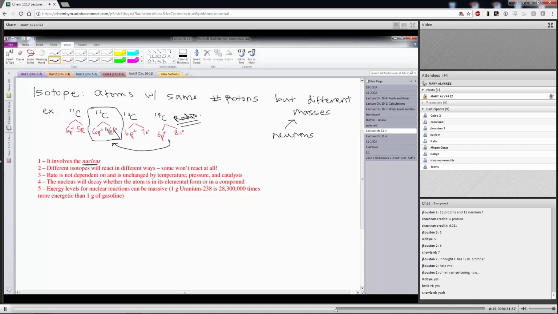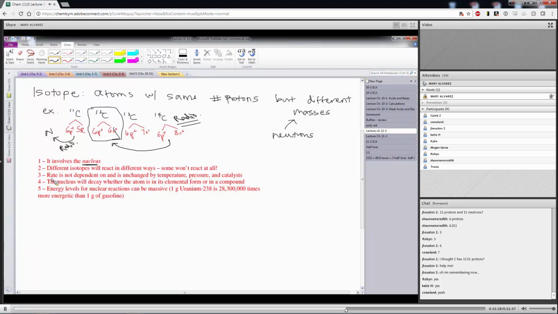Whereas carbon-13 is stable, carbon-11 will also decay, and it'll decay to form, I think, nitrogen. So it's also radioactive, and that just has to do with the ratio of protons to neutrons that I have in my nucleus. You'll never have to predict which isotopes will react, but I do want you to know that different isotopes do react in different ways.